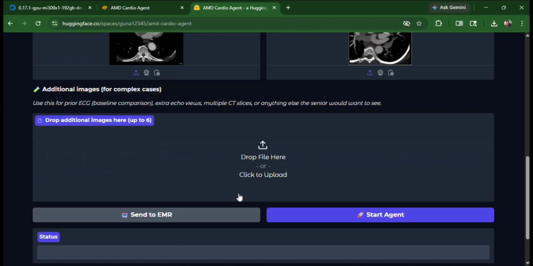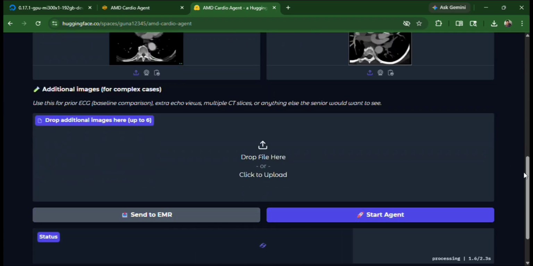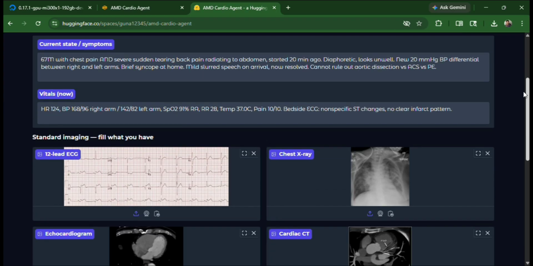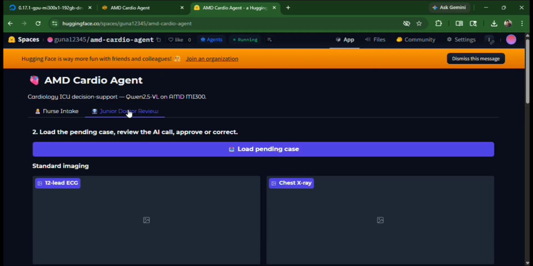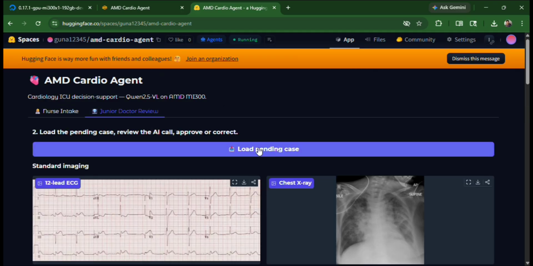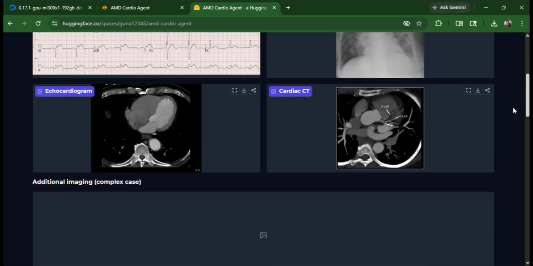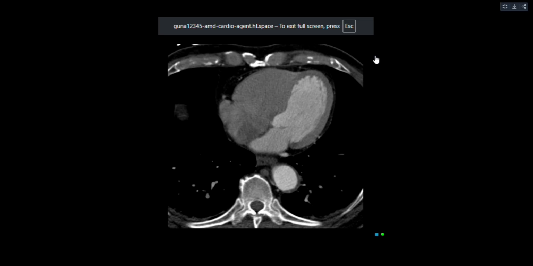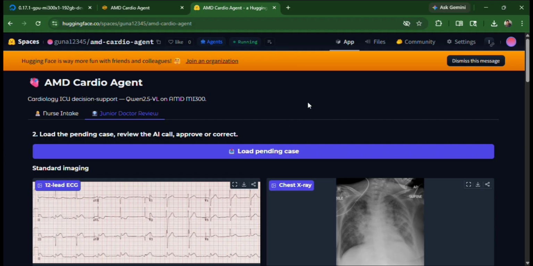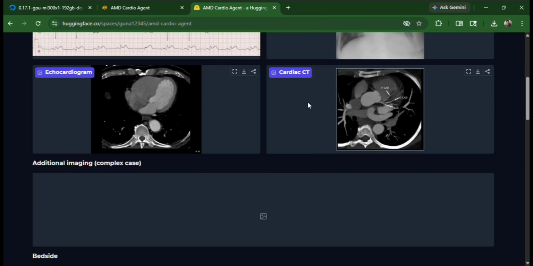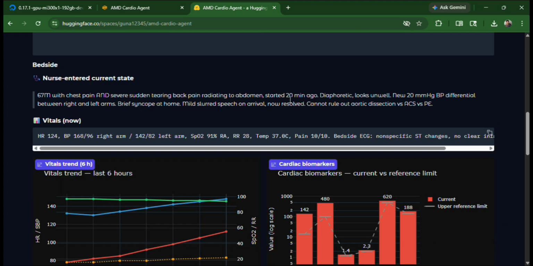I hit Start Agent. Behind the scenes, the request goes to Qwen 2.5 vision language, running on an AMD MI300 GPU through vLLM. The model reads the images, the labs, the patient's history, the vitals trend over the last 6 hours, everything together, and drafts a structured preliminary diagnosis.